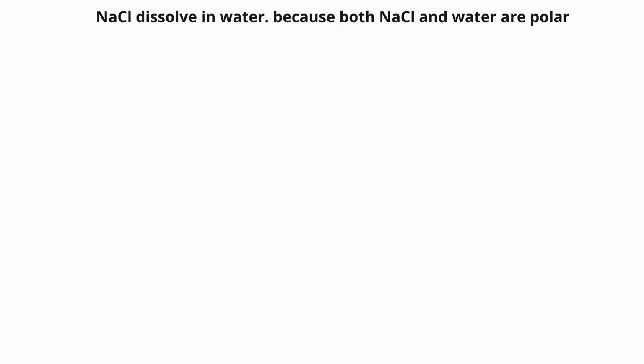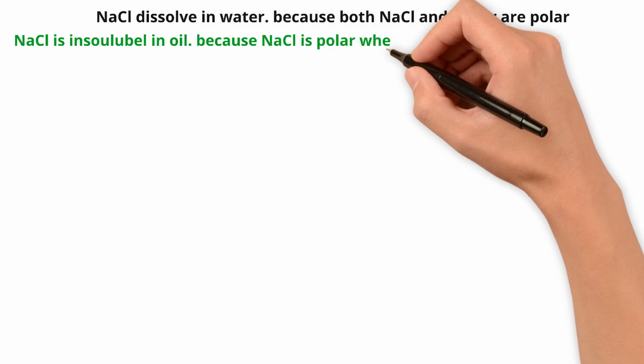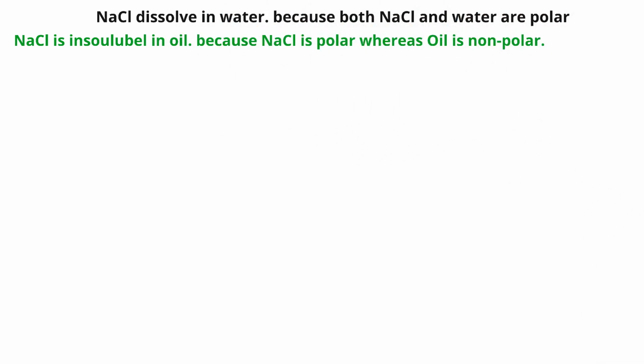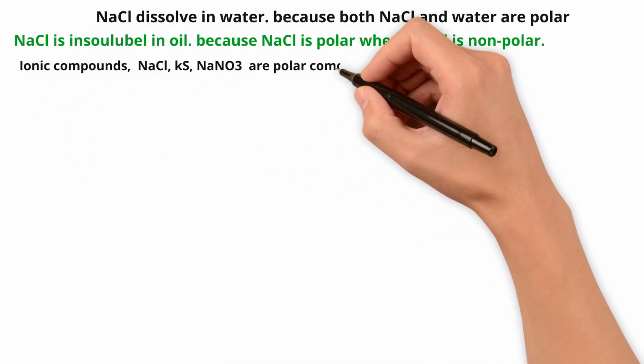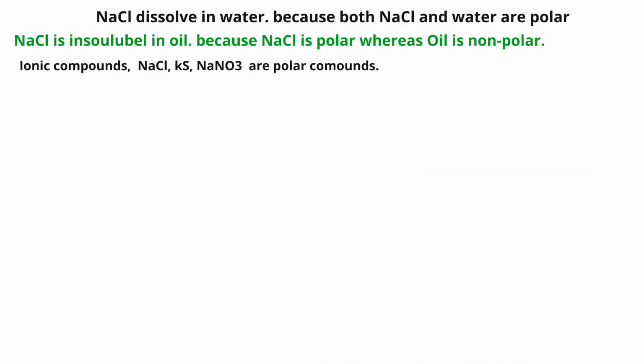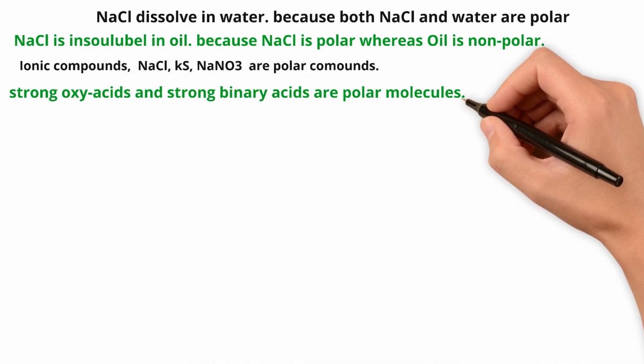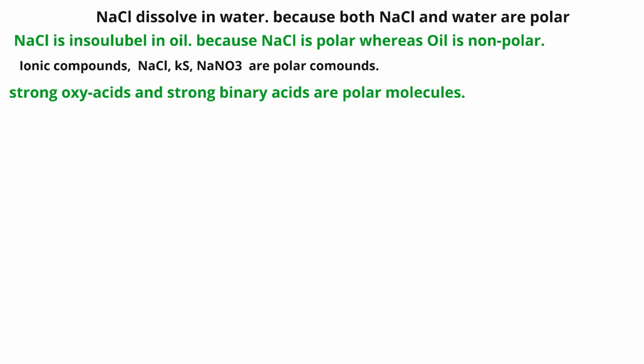Now, sodium chloride dissolves in water because both sodium chloride and water are polar. Therefore, they dissolve each other. But sodium chloride is insoluble in oil because sodium chloride is polar, whereas oil is nonpolar. That's why sodium chloride is insoluble in oil.